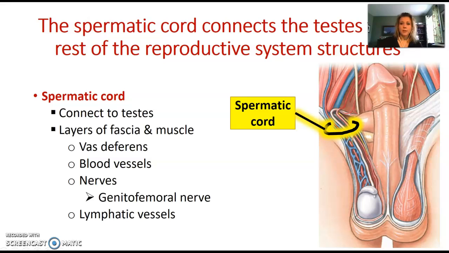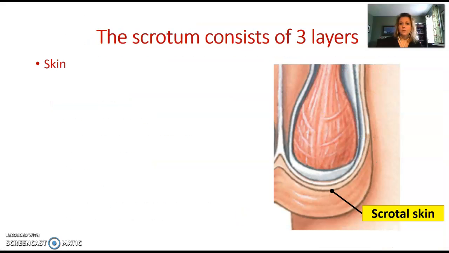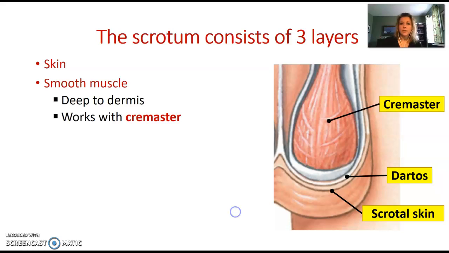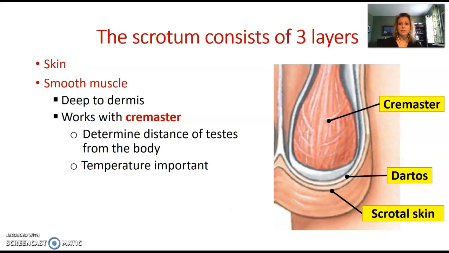The spermatic cord contains a number of different structures: the vas deferens, or ductus deferens, blood vessels, and nerves, surrounded by layers of connective tissue, fascia, muscle, and of course skin. We've also got some lymphatic vessels in there. The scrotum itself consists of 3 different layers. On the very outside, we have epidermis, or skin. Smooth muscle deep to that is called the dartos layer. And that works with a layer of skeletal muscle surrounding the testes called the cremaster.